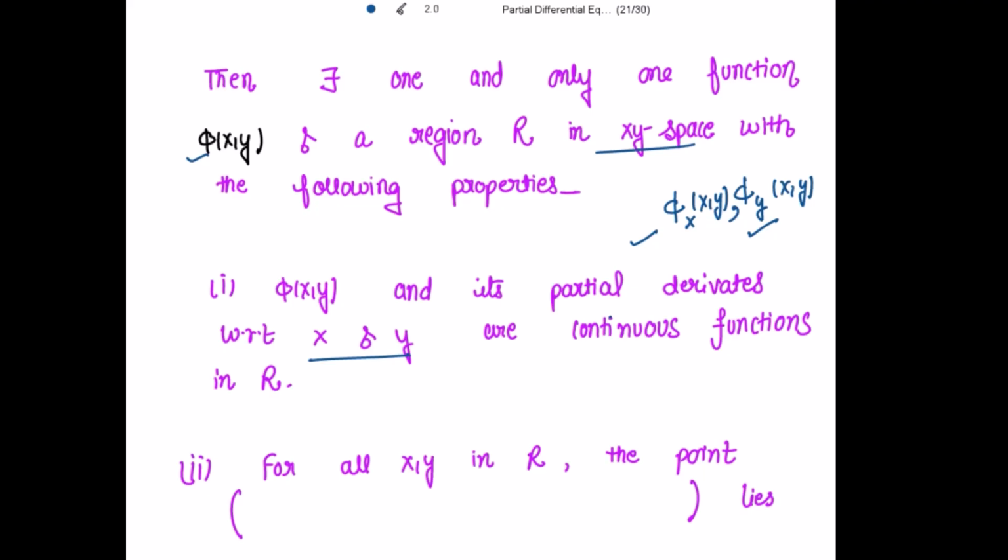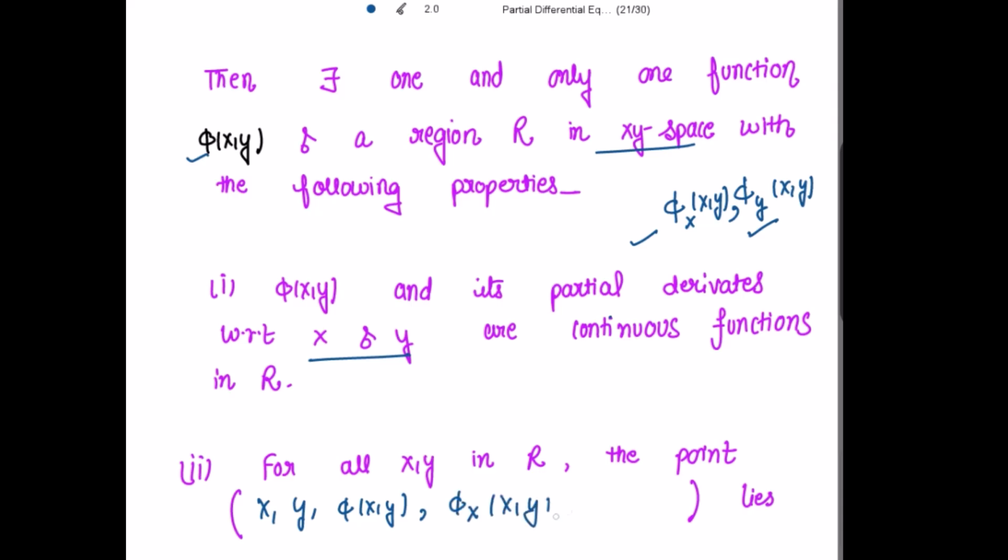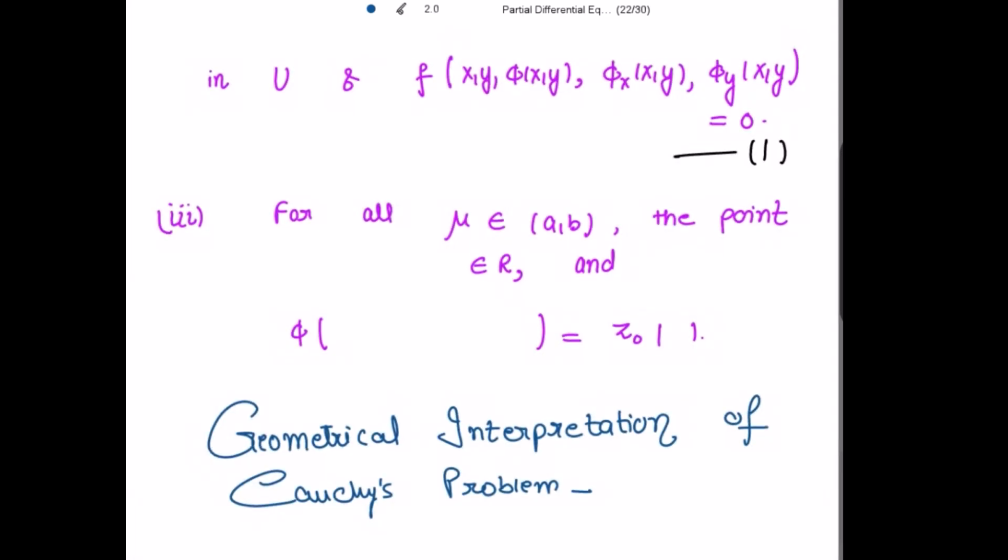Second property, for all xy in R, the point x, y, phi xy, the partial derivative of phi with respect to x and the partial derivative of phi with respect to y, this point lies in U, and the function depending upon x, y, phi and its partial derivatives is 0. Marking this property as 1.